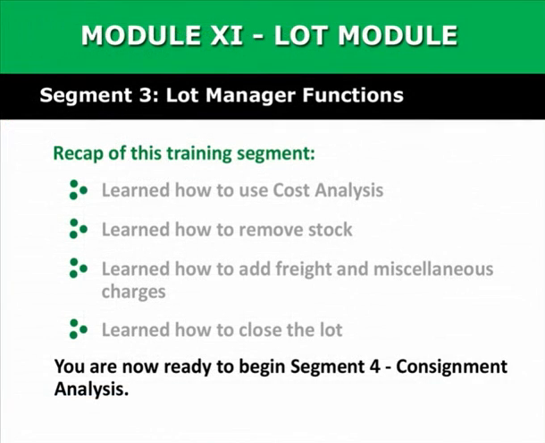To recap what we have learned in this lesson, we learned how to use the cost analysis window to analyze a lot's profitability. We added miscellaneous and freight charges to the lot. We learned how to remove stock from a lot using either the undo stock activity or the scrap lot items functions. Finally, we learned how to close and reopen the lot if necessary. You are now ready to begin Segment 4, Consignment Analysis.